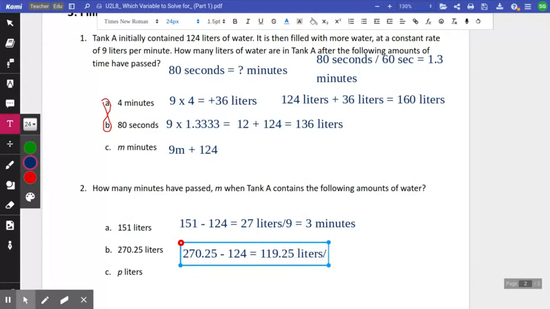When you divide that by that rate, it leaves you with 16.25 minutes. So 16 minutes and then some seconds.